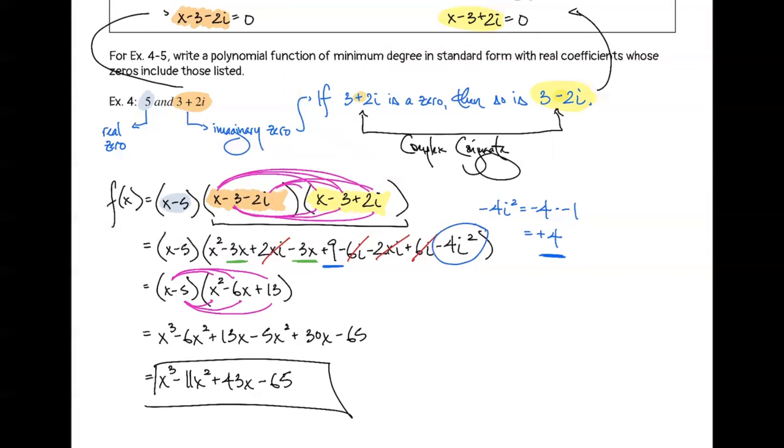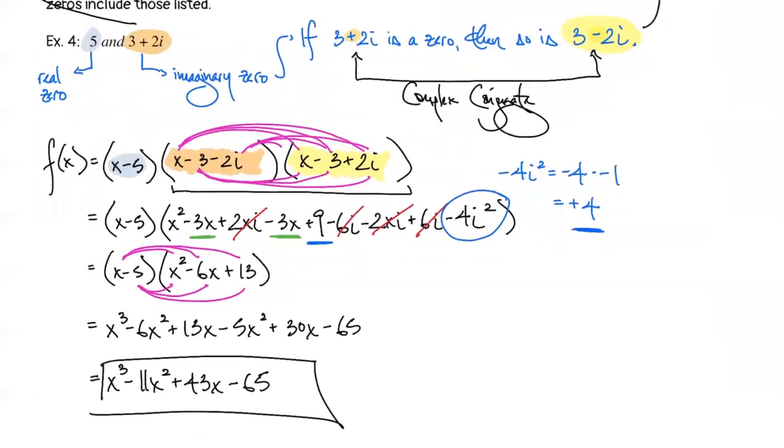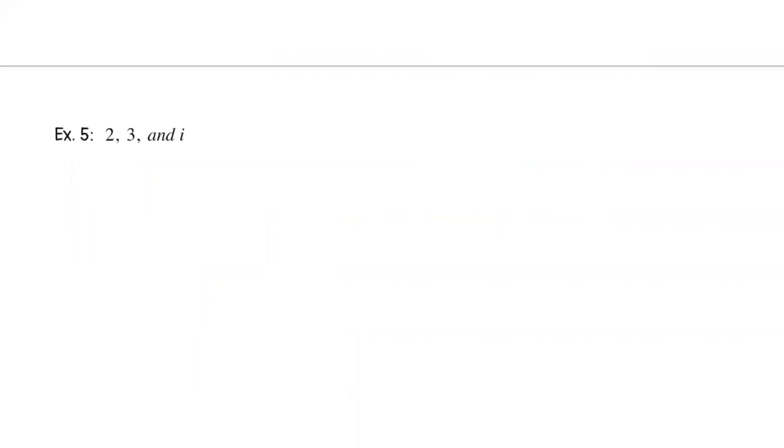All right. Let's take a look at example 5, which I think will be very similar to this. And let's talk about the setup and maybe some strategies on how we can work through this in an efficient way. Okay. So number 5, I have this polynomial. It has some real zeros, as in 2 is a real zero, 3 is a real zero, and i is an imaginary zero.